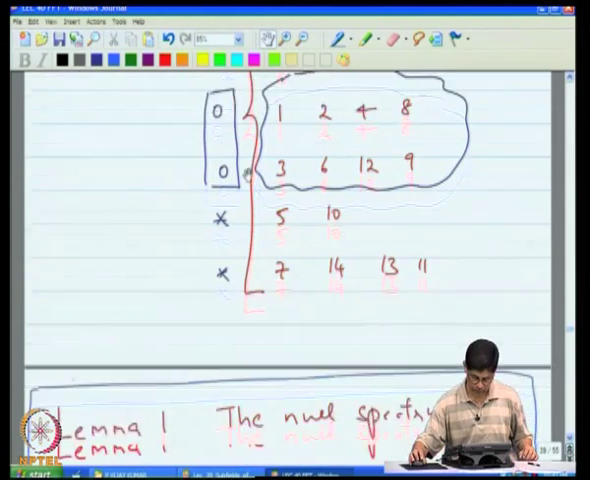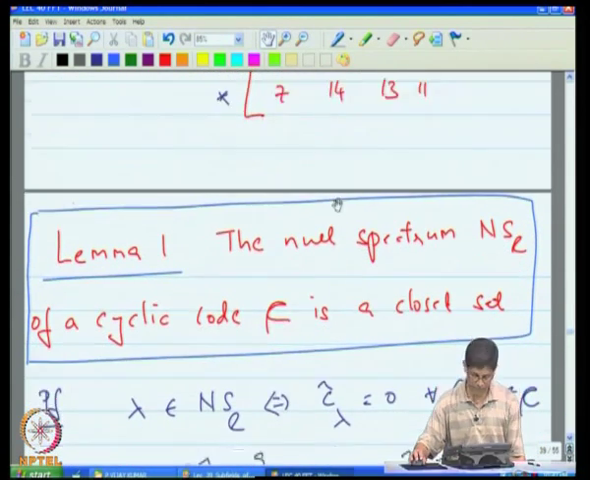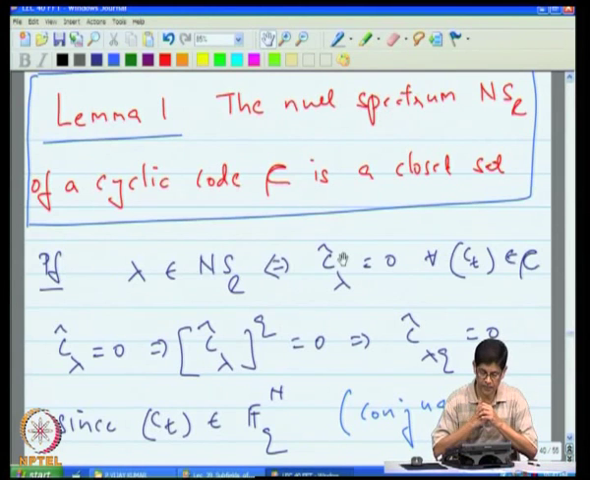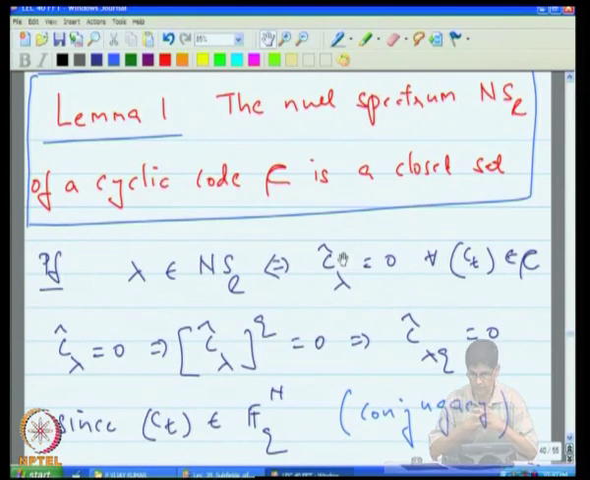We have just about a minute left, and the first lemma is that the null spectrum of a cyclic code is a closed set, and I have already mentioned this. We will begin our next lecture by actually proving this. I think that this might be a good place to stop now. Okay, thank you.